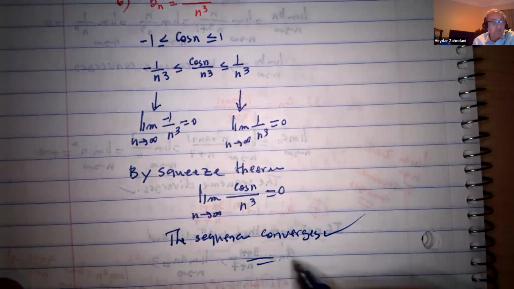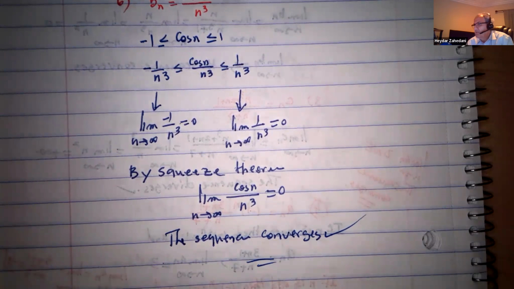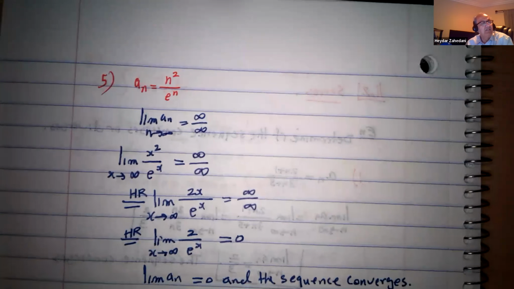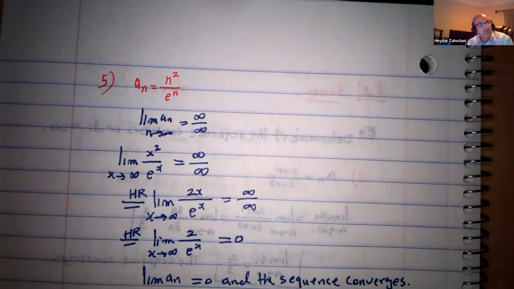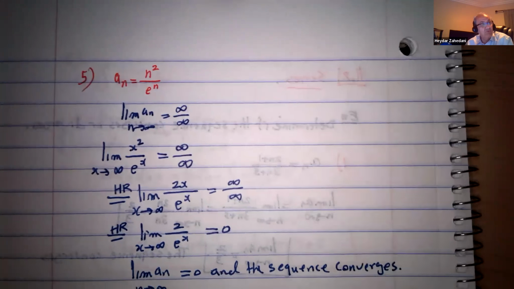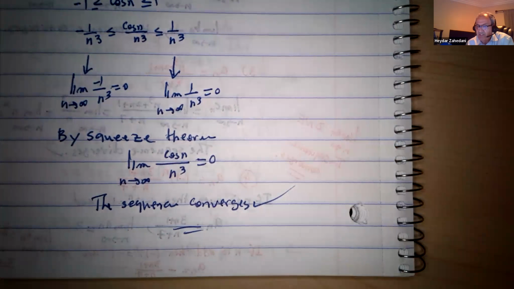So be ready for it. As soon as you see the nature of these sequences, this is a squeeze theorem. This one over here, n squared over e to the n, or ln n, you have to use L'Hopital's rule. The other fractional one, as you saw, is just using the idea from calculus 1 to take care of it.